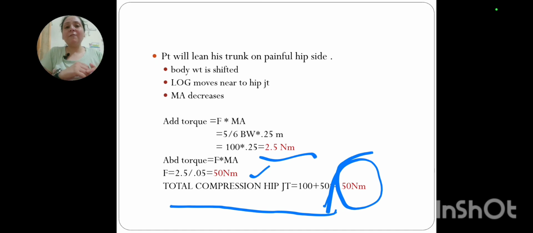That is why the patient always leans whenever he is having an antalgic gait or painful hip. The patient leans towards the painful hip side because he tries to reduce the pain or joint compressional forces which are caused because of AVN. Fine.